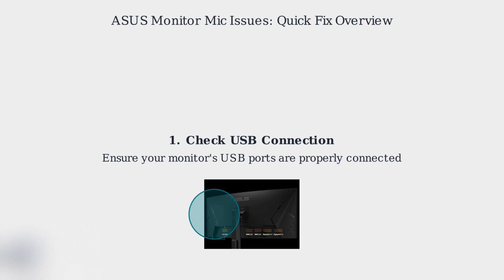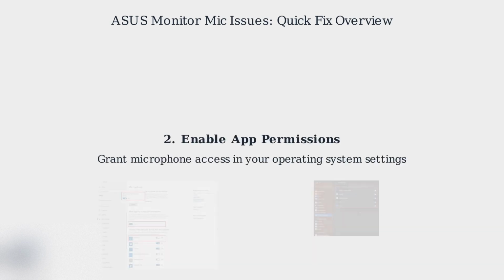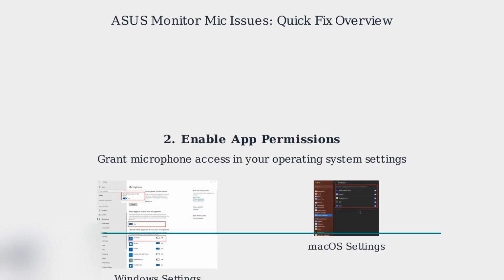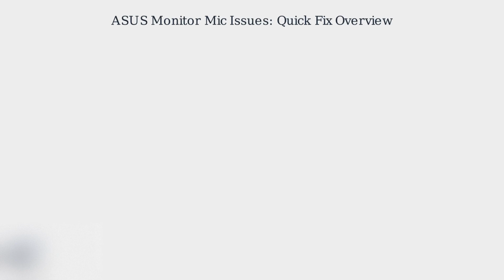ASUS monitors use USB ports for audio devices. Look at the back panel and ensure cables are securely plugged in. Second, enable microphone permissions. In Windows, go to Settings, Privacy and Security, Microphone and allow access. On macOS, check System Preferences, Security and Privacy, Microphone.